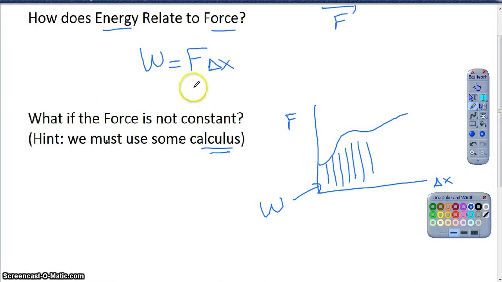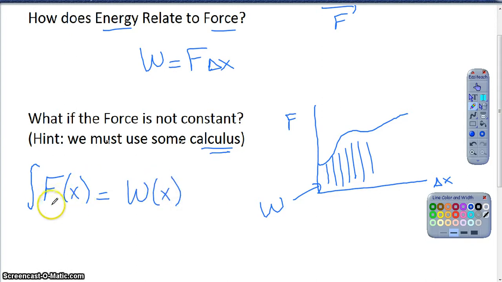If I gave you a function of force in terms of x, so force as a function of displacement, notice this is not F times x, it's F of x, then the area underneath that would represent the work. In other words, the integral, the area underneath that curve, would represent the work. So work as a function of position would equal the integral of force as a function of position.